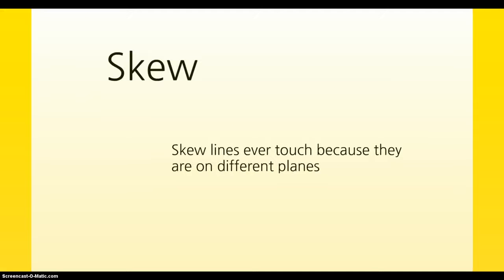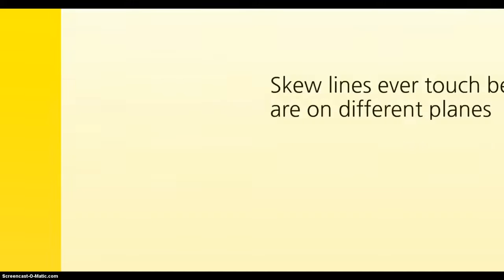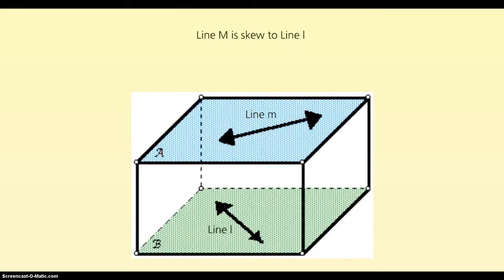The final type of line is a skew line. Skew lines never touch because they are on different planes. In this picture, line M is skew to line L.